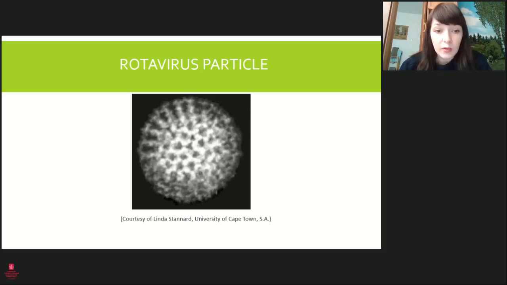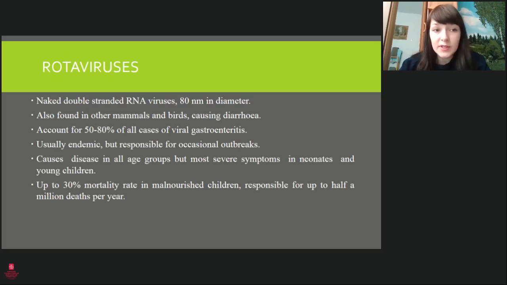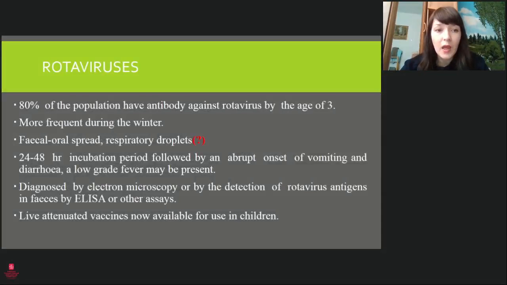In this picture, you can see a rotavirus particle. It is a naked double-stranded RNA virus, 90 nanometers in diameter, also found in other mammals and birds, causing diarrhea. It accounts for 50 to 80% of all cases of viral gastroenteritis, usually endemic but responsible for occasional outbreaks. It causes disease in all age groups but most severe symptoms in neonates and young children. Up to 30% mortality rate in malnourished children, responsible for up to 500,000 deaths per year. 90% of the population have antibody against rotavirus by the age of 3, more frequent during the winter.